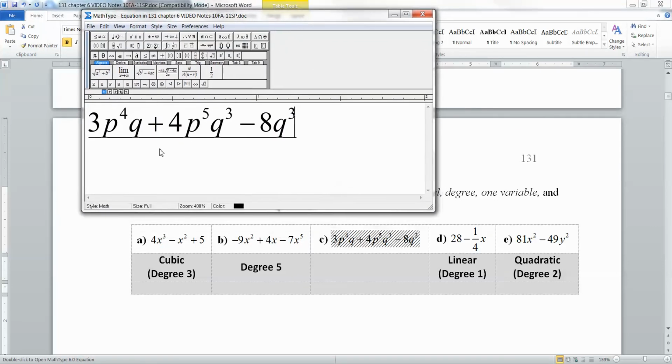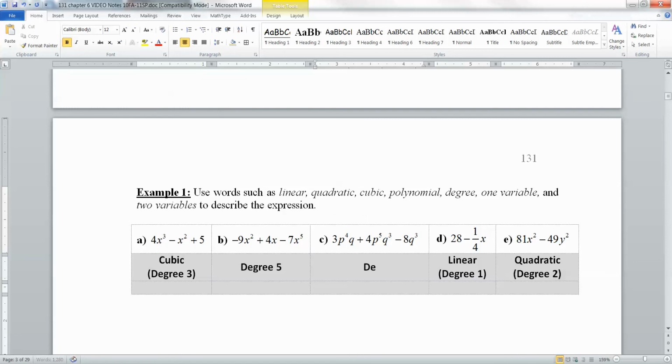And then over here, this is much harder to see because you have 2 variables. 2 variables is always a bit trickier. So we've got 5 on this term, 4 plus 1. We've got 8 on this term. We've got 3 on this term. So it's degree 8 actually.